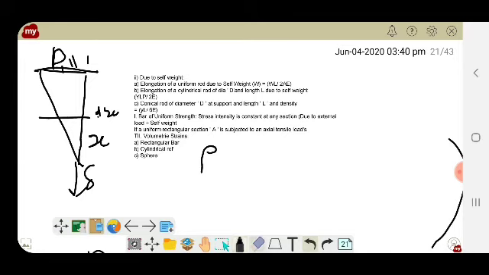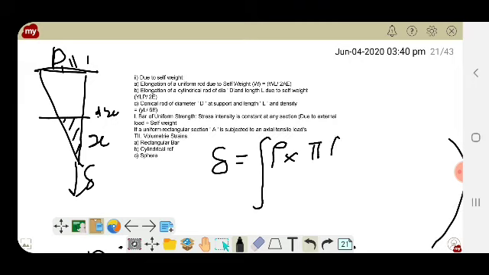Then elongation delta is given by the integral of the load over AE. What is the load? The self weight, that is the weight below this section. That is density times volume. For a cone it is given by pi times r square, some r square, length is L dx.